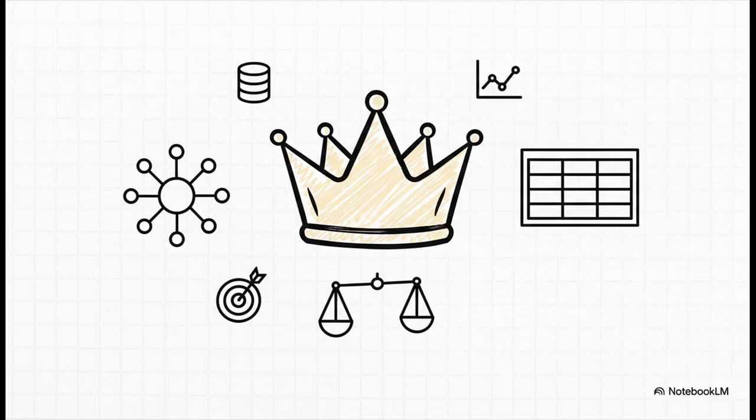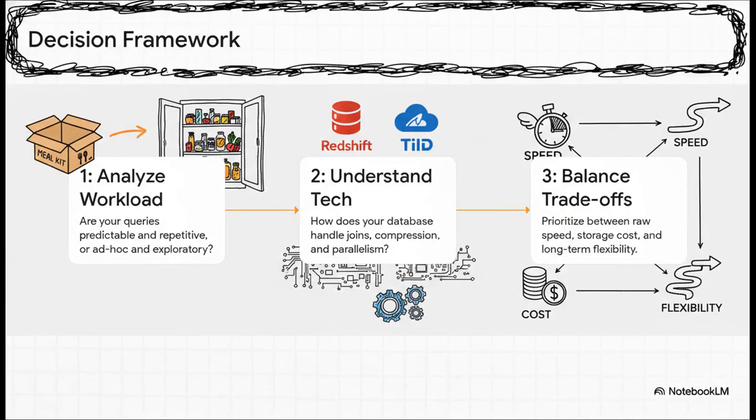Believing there's only one right way is your enemy here. Context is everything. So how do you decide? Well, here's a simple 3-step framework you can use. First, analyze your workload. Are you running the same few predictable reports over and over? That flat table meal kit might be perfect. Or are your analysts constantly exploring, asking new questions out of the blue? They're going to need that star schema pantry.